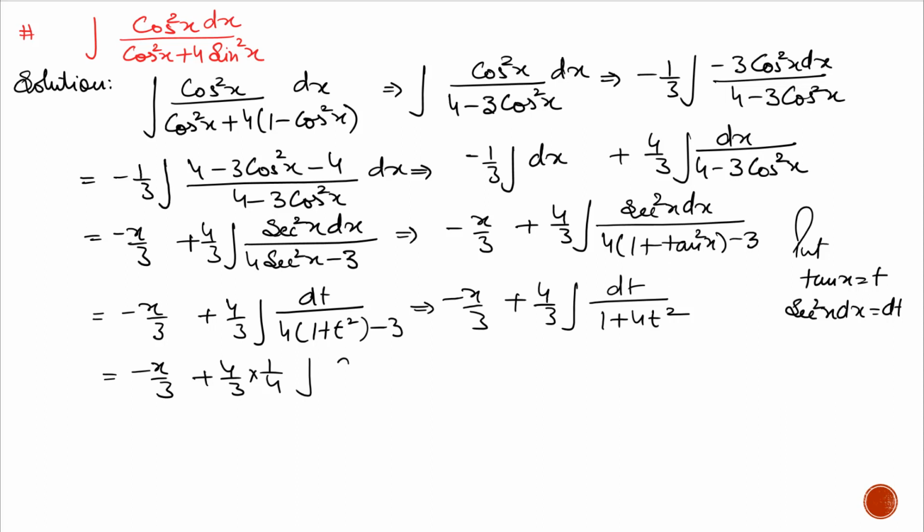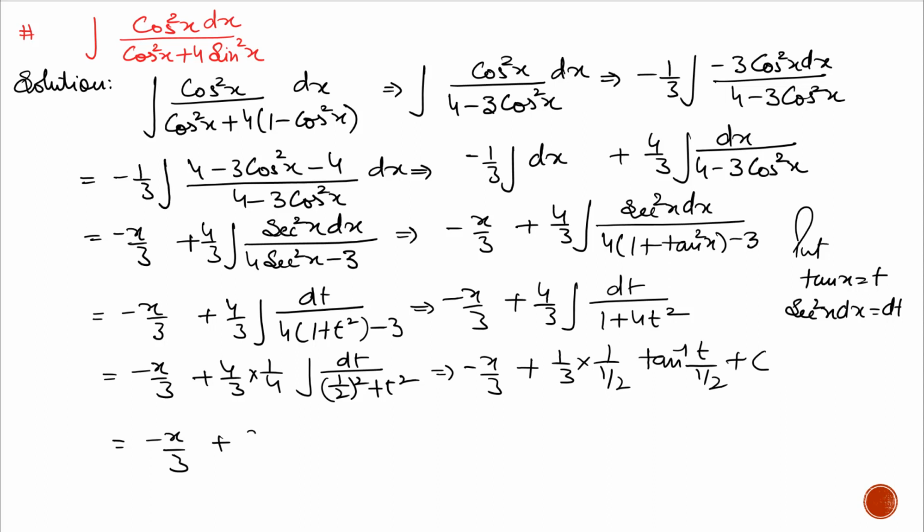In the second part take 4 common, so we have dt divided by 1 by 4 which is (1 by 2) whole square plus t square, and the formula of dt upon a square plus t square is 1 upon a tan inverse t upon a. A is 1 by 2, and after simplification and putting the value of t, we will get the answer minus x by 3 plus 2 by 3 tan inverse 2 tan x plus c.